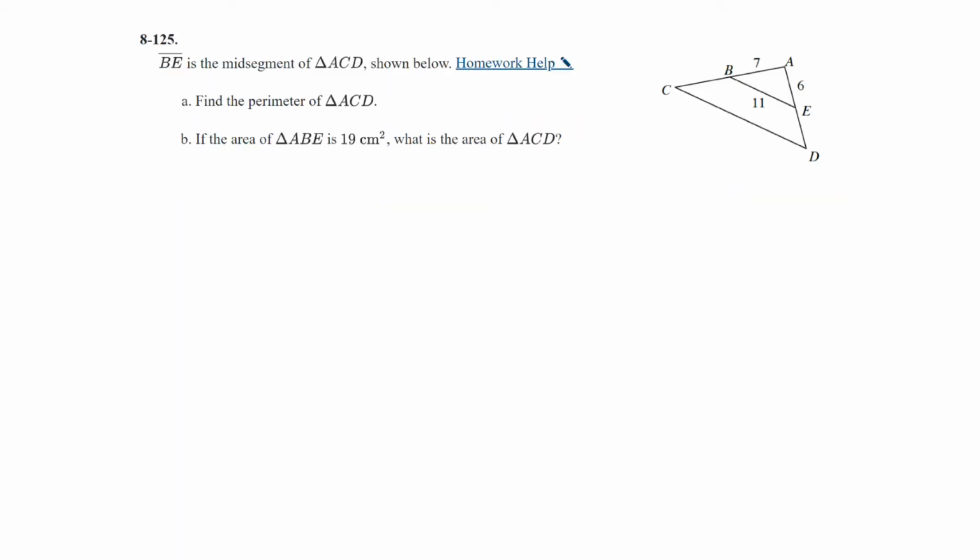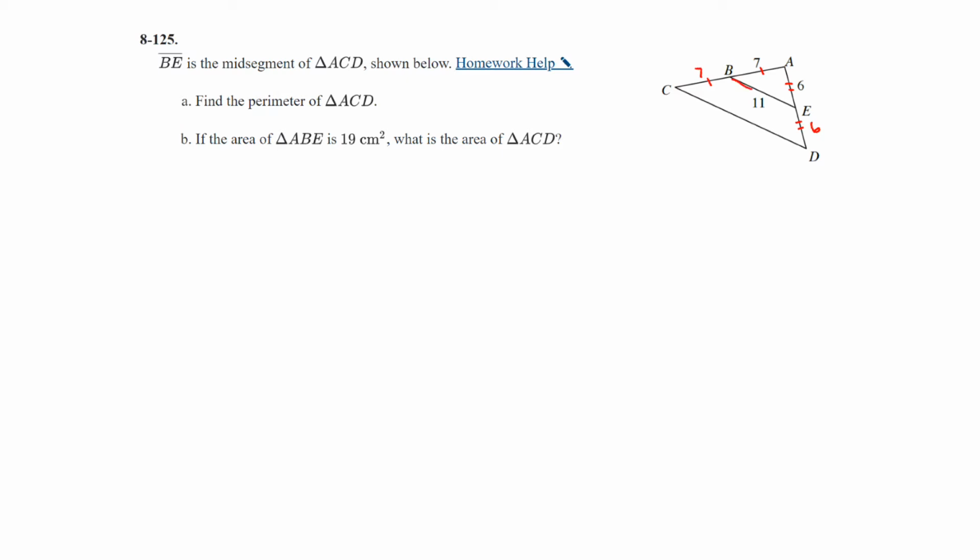Question 125. Line segment BE is the mid segment of triangle ACD. So BE is the mid segment, so that means this side length is equal to this one. And then this one is equal to this one. Find the perimeter of triangle ACD. So let's start there. If this is 6, then this has to be 6 down here, ED, and then BC has to be 7.